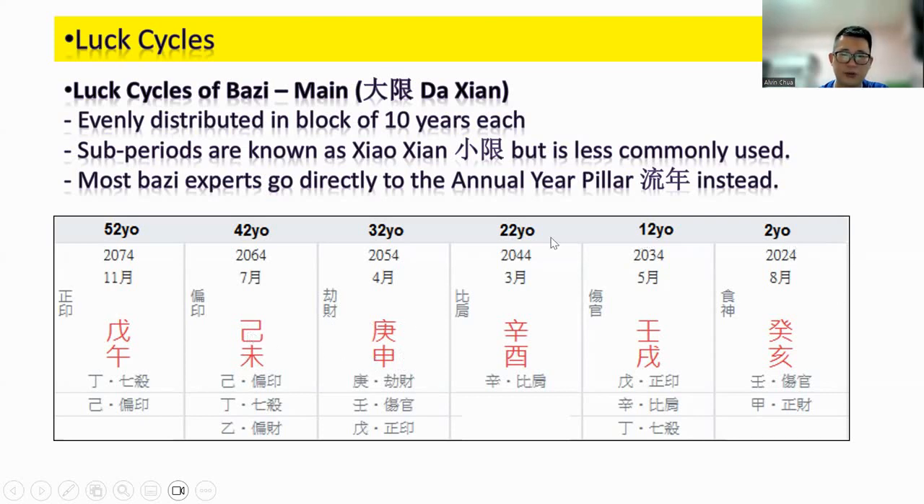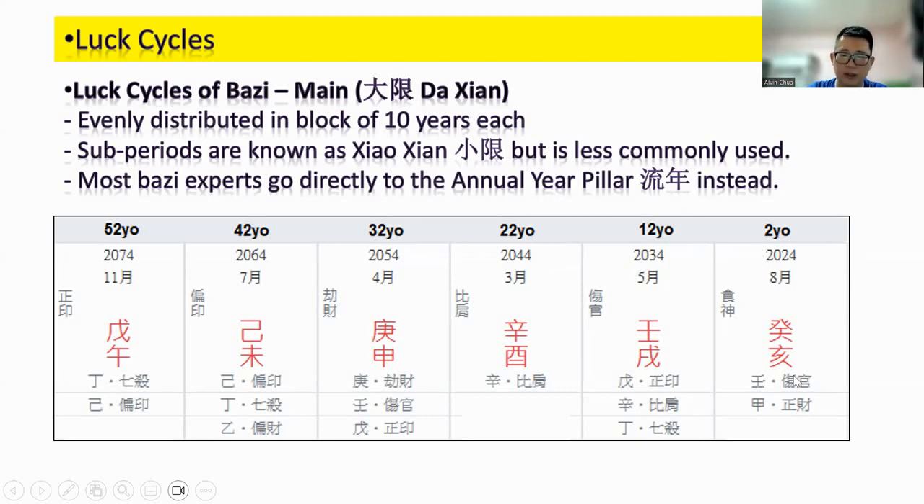So it's evenly distributed. It's always 10 years one. But within the 10 years, we do split it into smaller periods. We call it 小限, but 小限 is not commonly used. Most 八字 experts, if they want to analyze a specific year, the annual year luck, will go to the 流年, or the annual luck period.